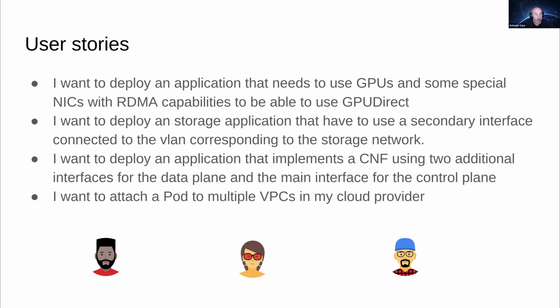And another one that is popping up recently, at least from my point of view, is on cloud providers, being able to connect to different VPCs, right? The pod may be connected to the cluster, but in addition to the cluster, wants to have a connection to a second VPC that has, I don't know, a database or a private service. So these are the user stories that we are trying to cover with DRA and networking.